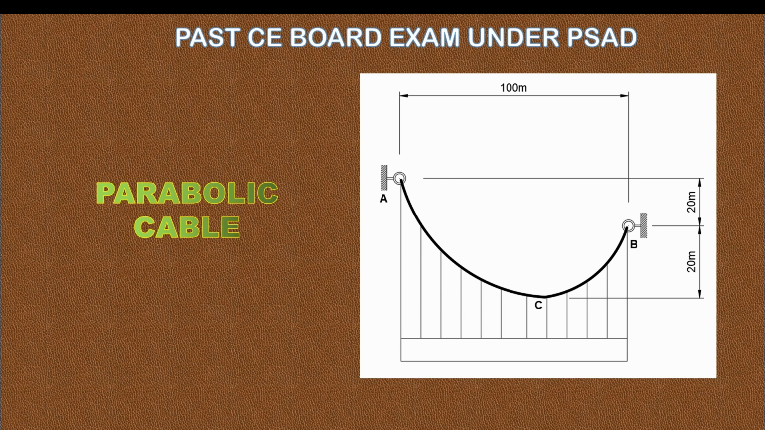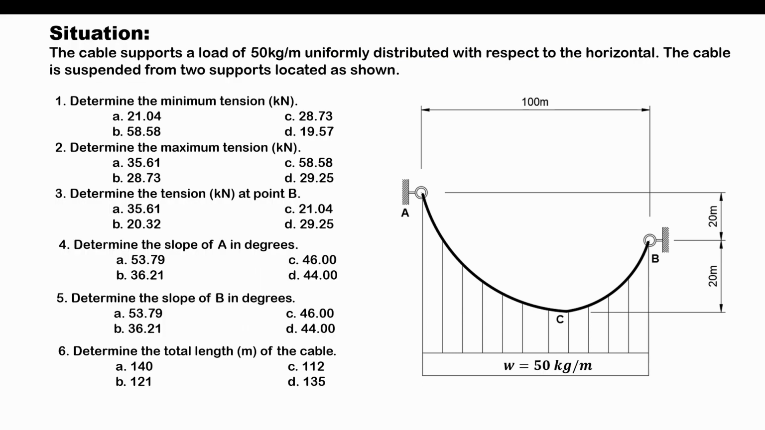So basically we consider a cable to be in a parabolic orientation if the load it carries is distributed uniformly along the horizontal, or we can also say that if the load that it carries is uniformly distributed along the projected horizontal length of the cable, as shown in this figure. So without further ado, let's proceed to solving the problem.